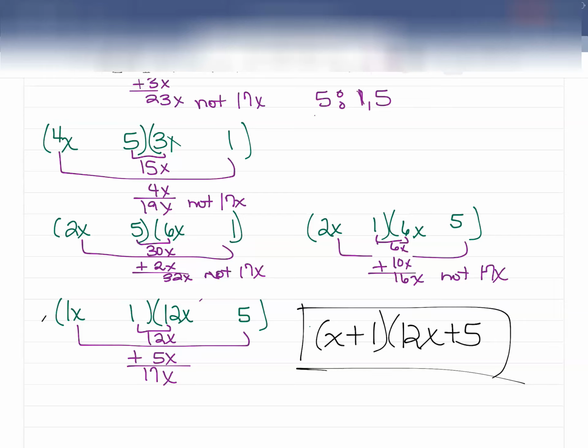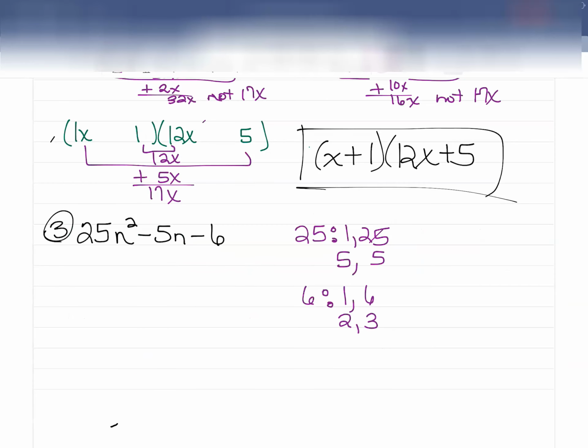Let's do another one. So in this one, I have more than one set of factors on both the first number and the last number. So now it's more to play around with. So I would need to check the factors of 1 and 25 with both the 1 and the 6 and the 2 and the 3. I would need to check the factors of 5 and 5 with both the 1 and the 6 and the 2 and the 3 and reverse them.